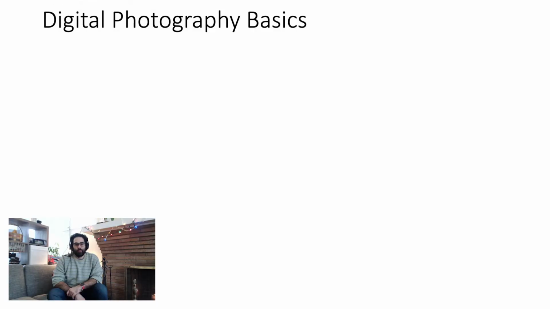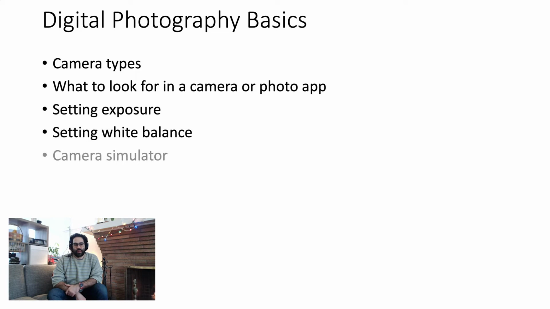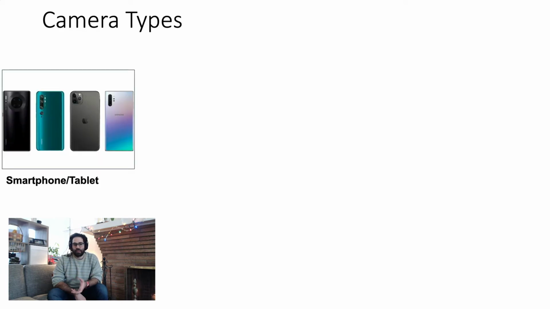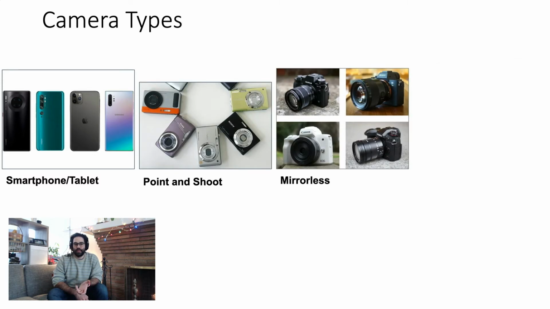In this video, we'll cover some digital photography basics. We'll look at camera types, how to choose a camera or photo app, setting exposure and white balance, and practicing with a camera simulator. There are a range of different camera types that can be used for digital photo, from smartphones and tablets to point and shoot to mirrorless and DSLR cameras.